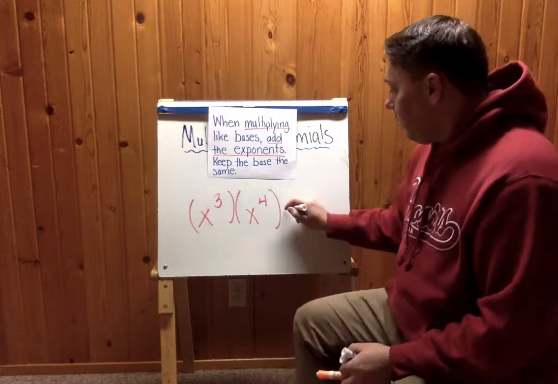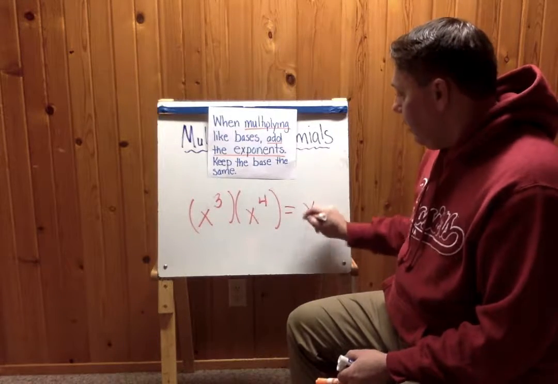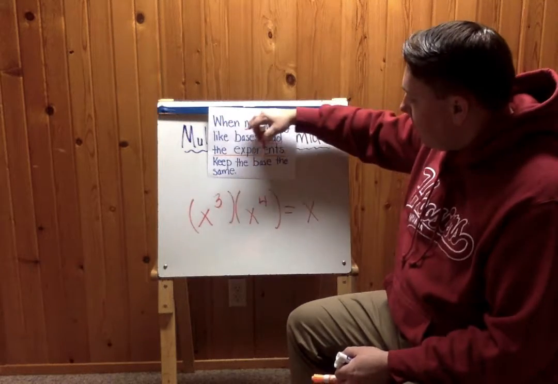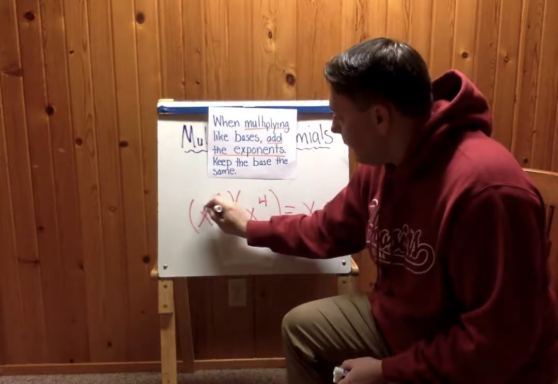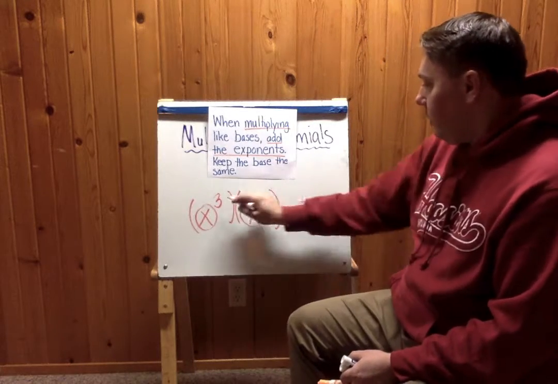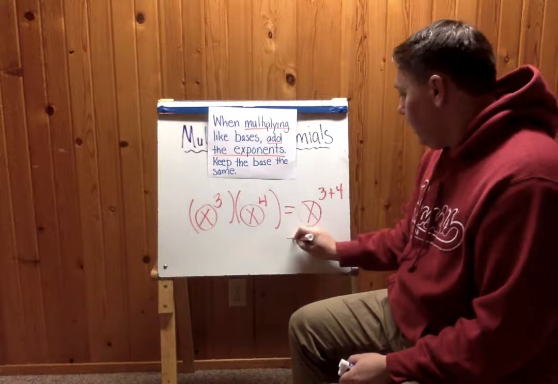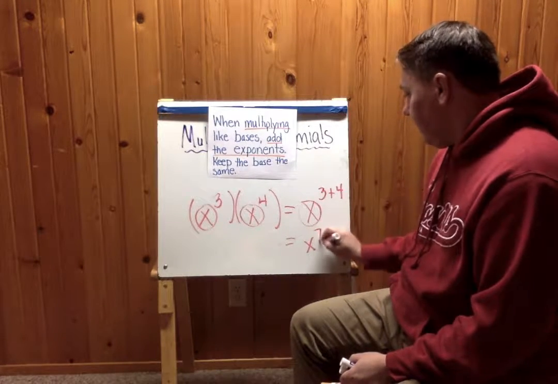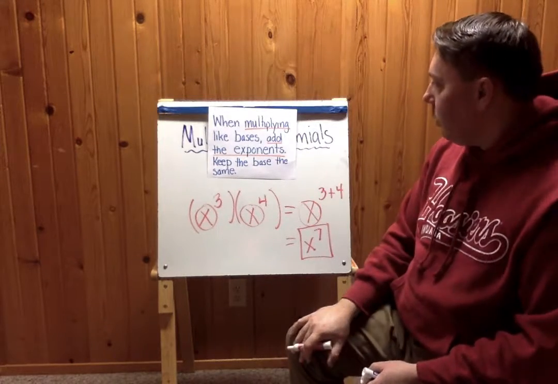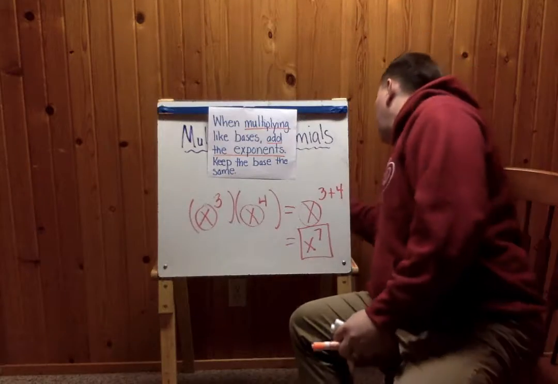So when you want to find out what the product of those two monomials would be, you want to add the exponents together. Now this last part, it says keep the base the same. So whatever the base is, it stays the same. And then you add those exponents together. 3 plus 4. So the answer is x to the 7th.